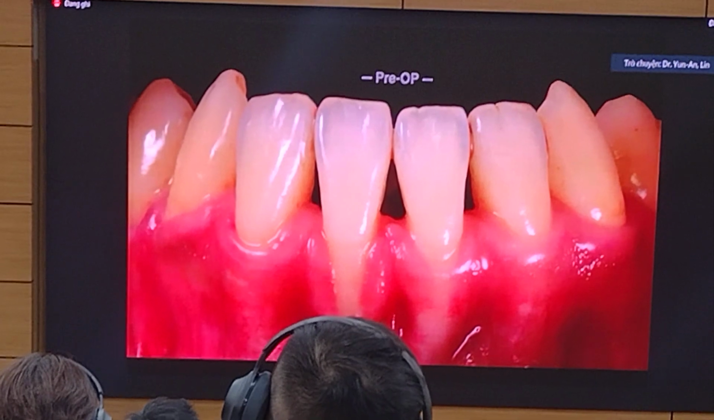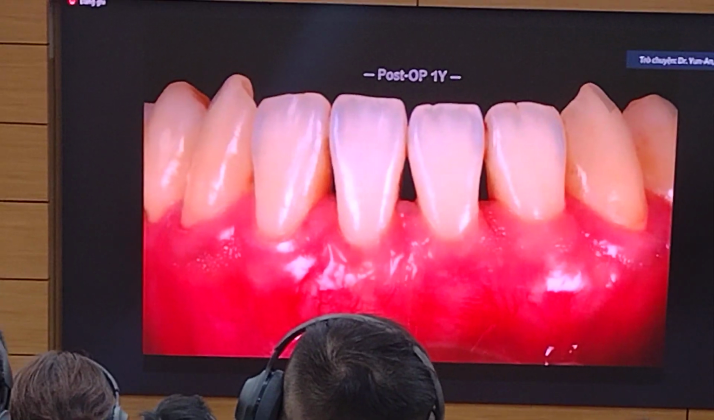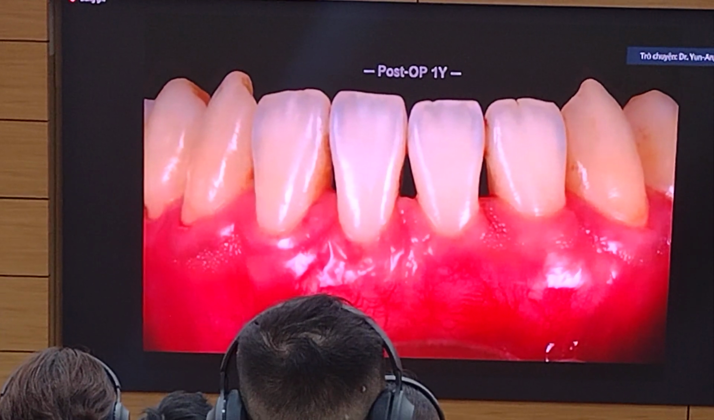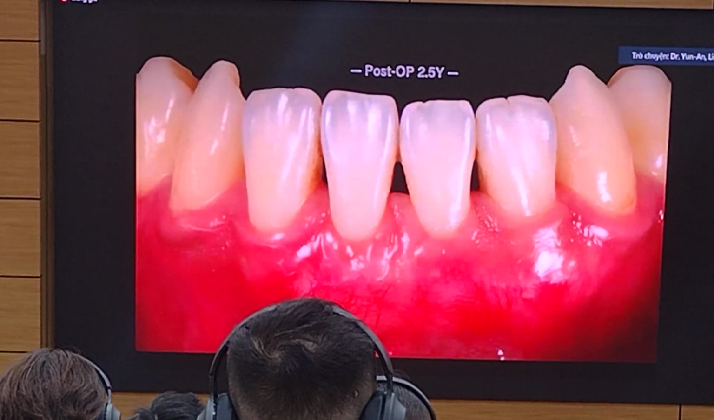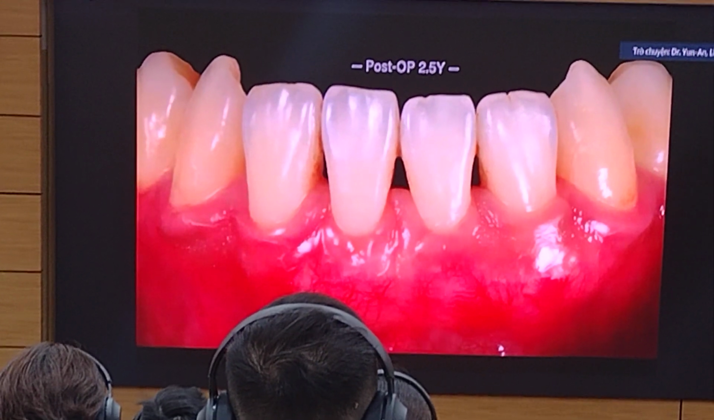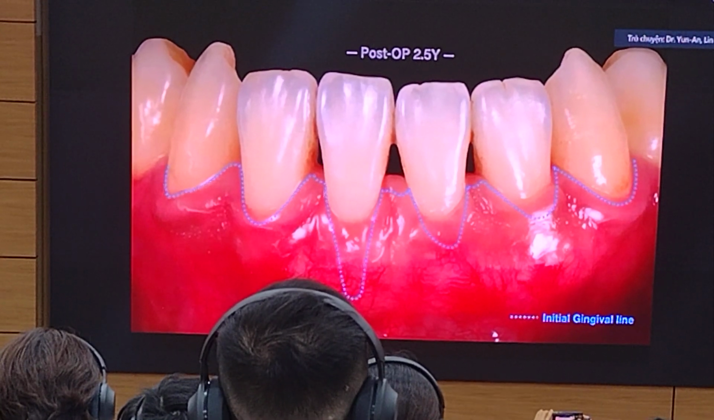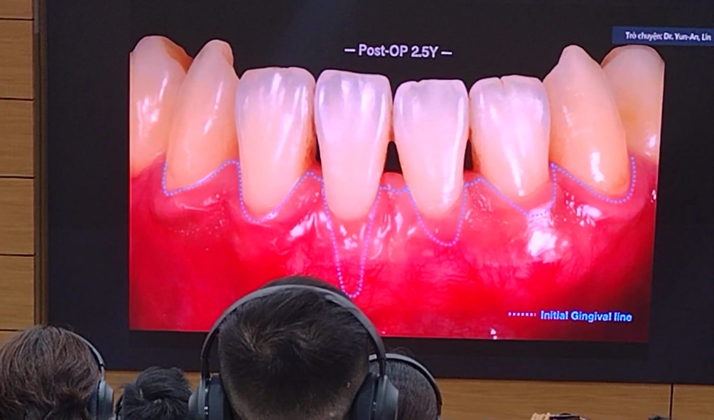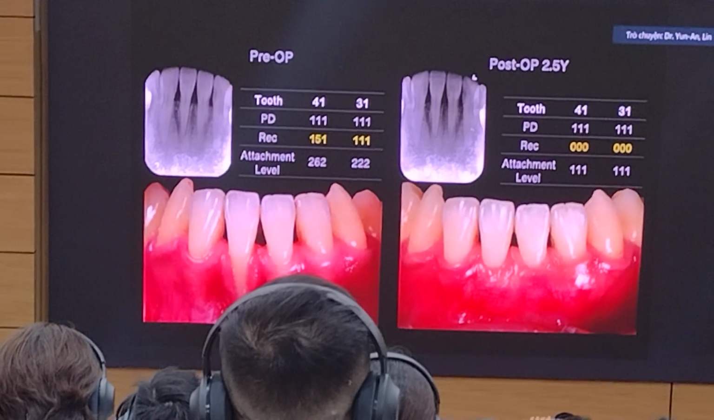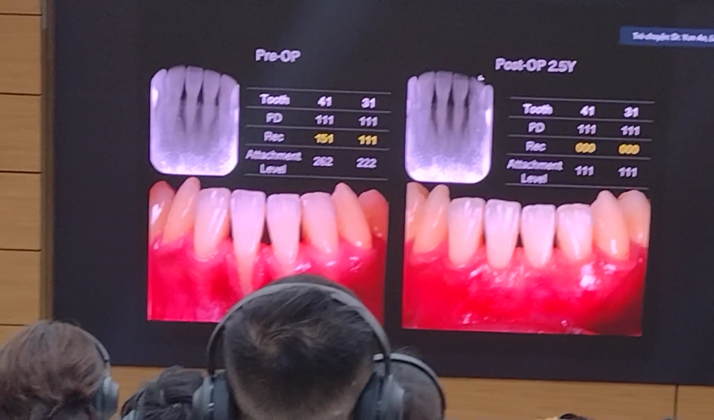Compared with the 1-year follow-up till now, it's been 2.5 years after the surgery. We can appreciate the complete and stable root coverage with a gradual coronal elevation. And the periodontal status still remains stationary.